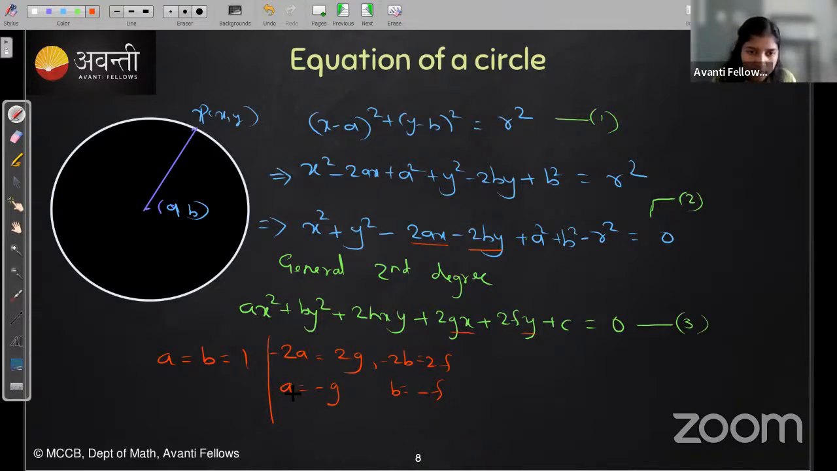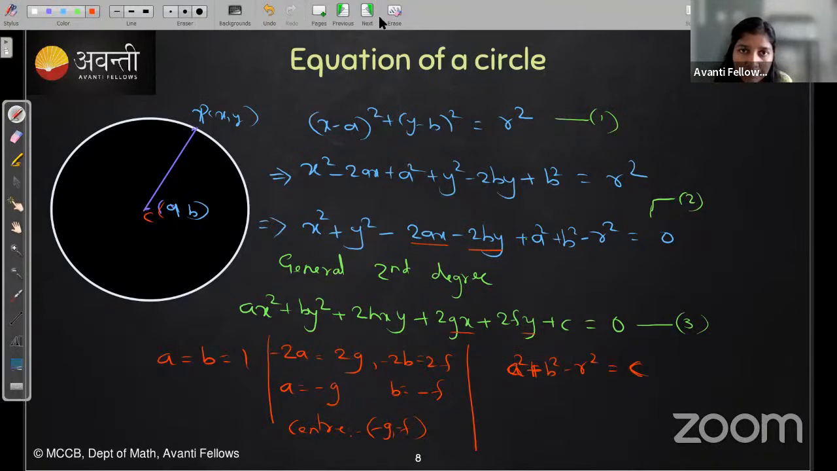Okay. So we know the center is (a, b). So here, if I replace these terms, the center will be (minus g, minus f). Okay, fine. Now next, if you compare, you will get a square plus b square minus r square is equal to c. Fine, you got these values. Now just substitute these values in our equation 2.